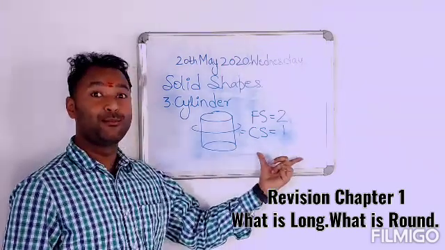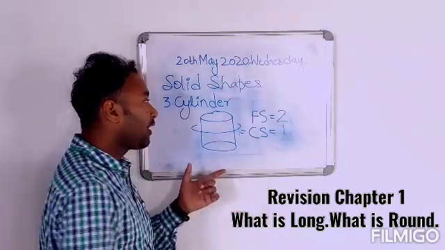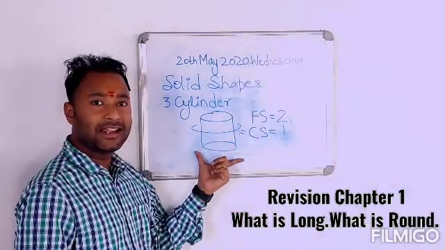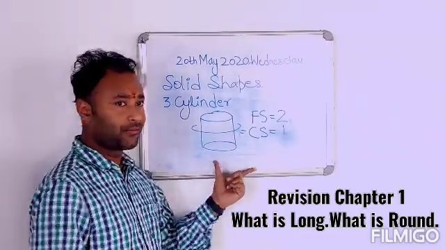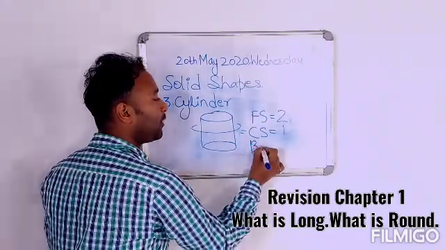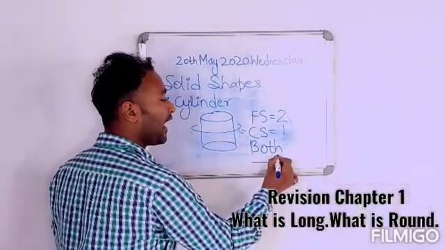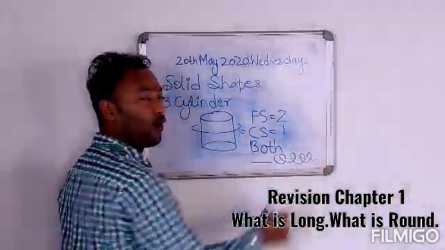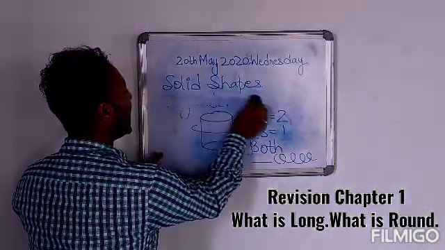Yes, it can both slide and roll. How come? Because the shape contains a flat surface and also a curved surface. So you can write that both. It can slide and it can roll also. Very good. Now let's come to the next shape.